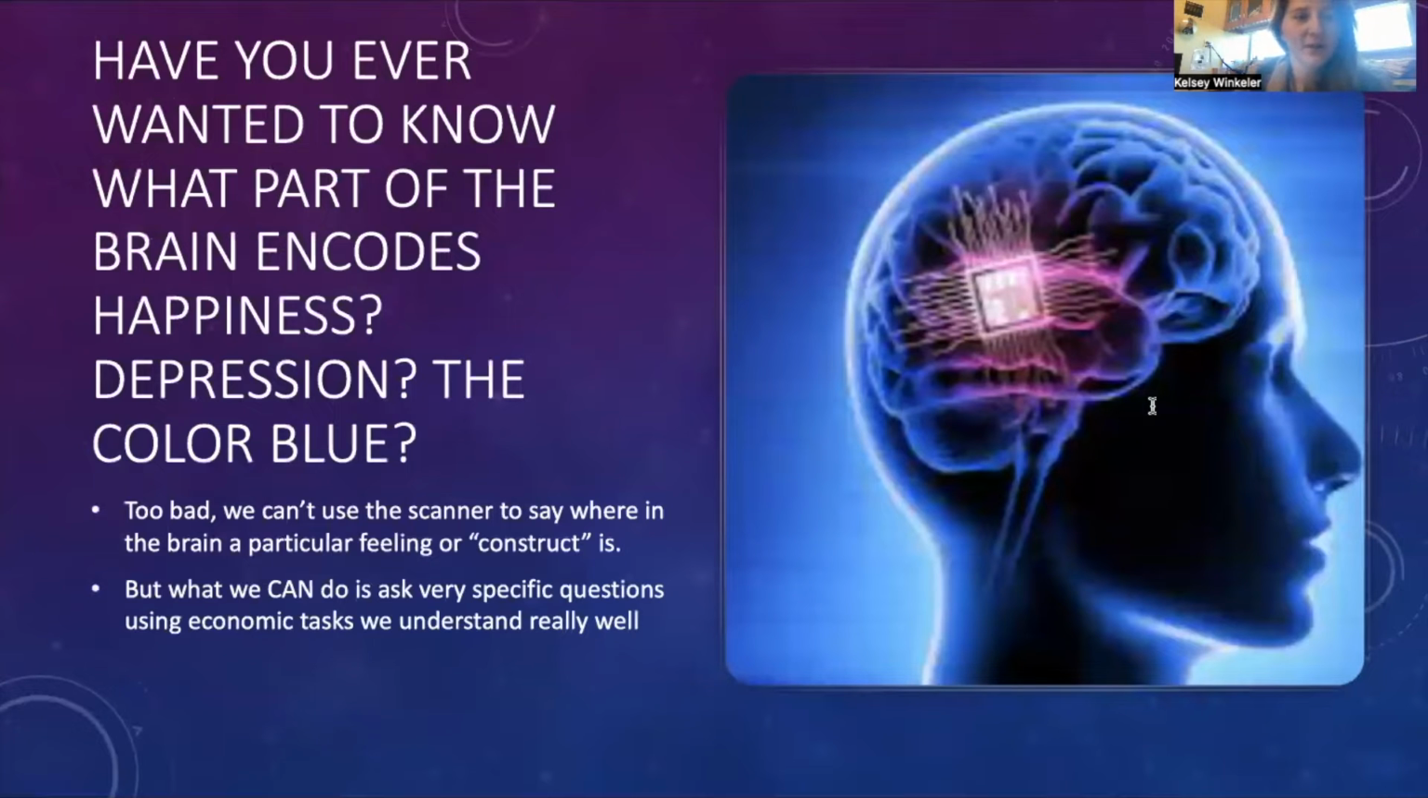We're currently doing a scan on right now, so what better time than to talk about it? Have you ever wanted to know what part of the brain encodes happiness, depression, the color blue? That's too bad because we can't use the scanner to say where any of those things are. However, we can ask very specific questions about economic tasks that we understand really well.